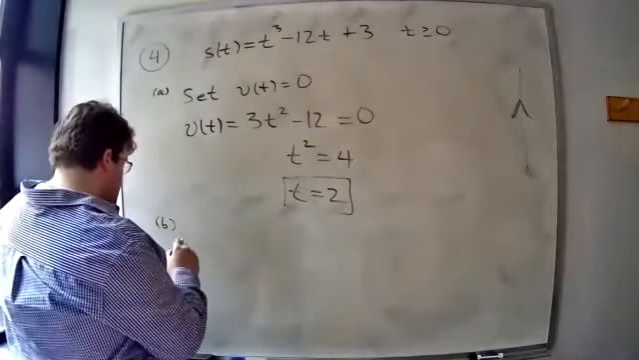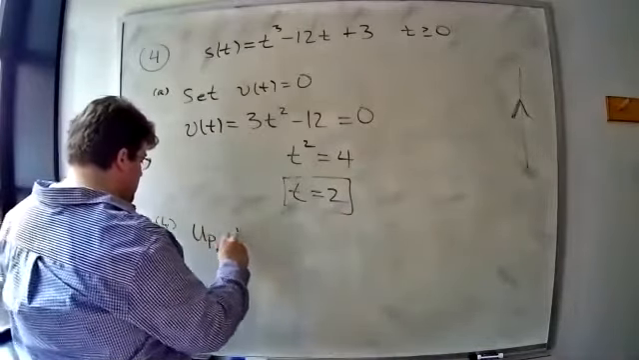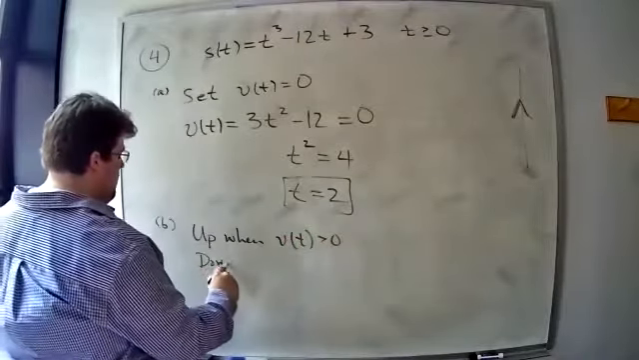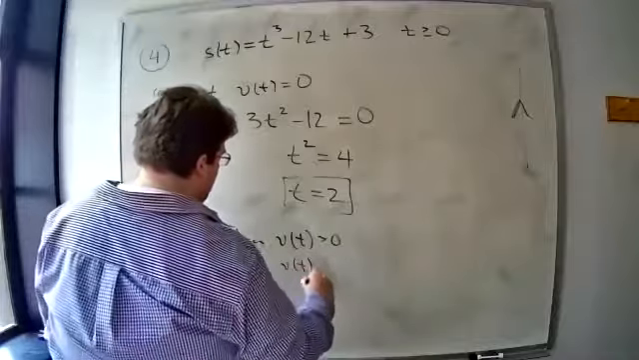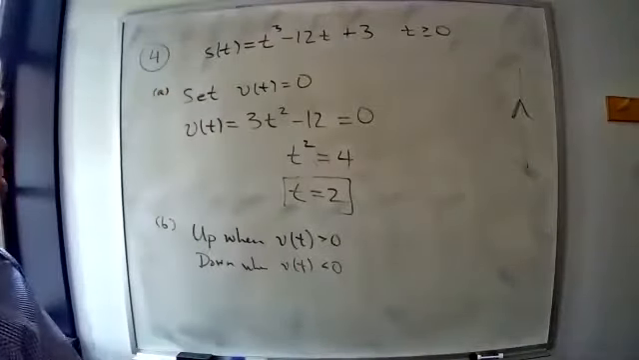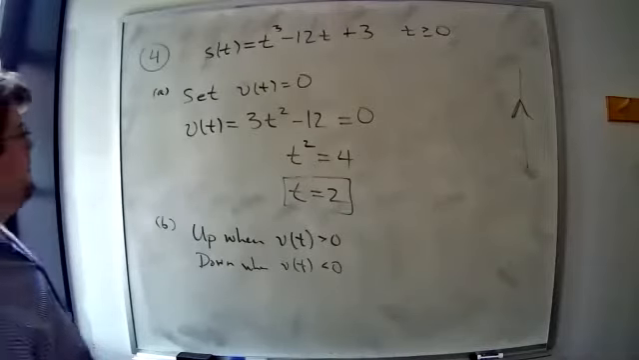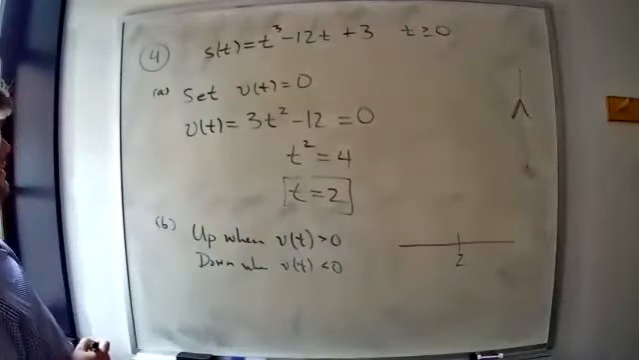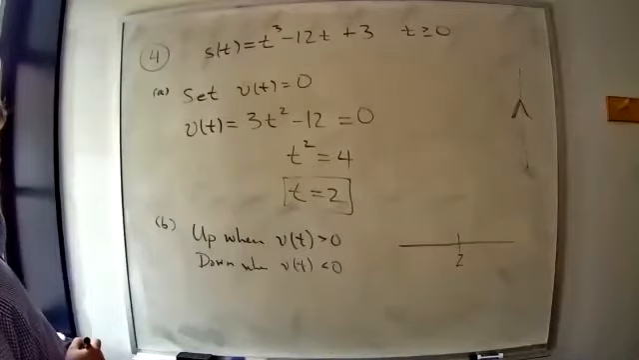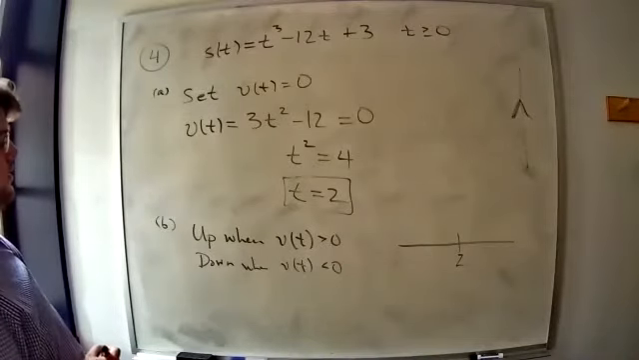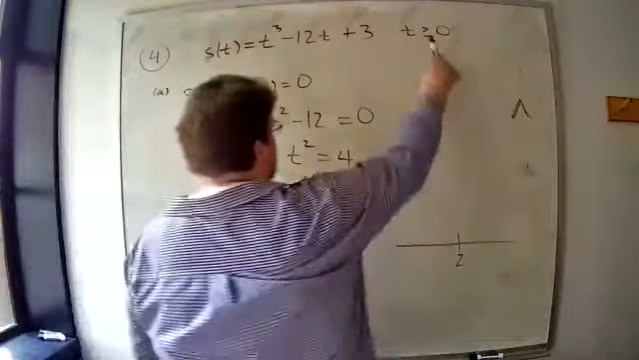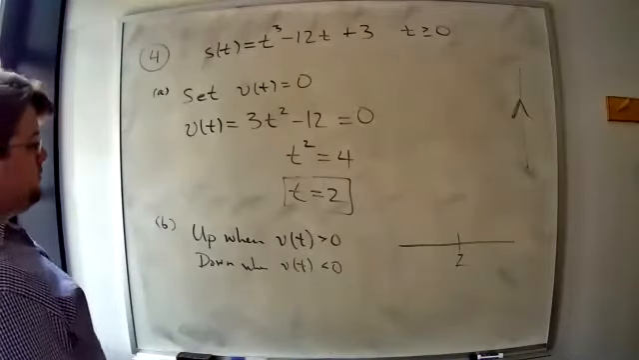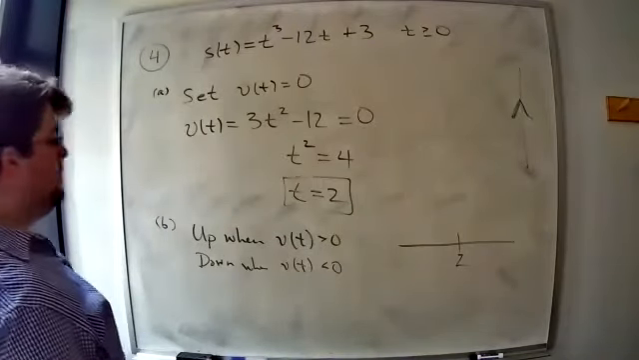So what should I say? I'll say up when velocity is positive. I'll say down when velocity is negative. And now we have to find these time intervals. Fortunately, we already have where velocity is 0. Velocity is 0 at time 2. So if we want to find the intervals, well, we know our t is greater than 0 axis is going to be broken at 2. So we have to check what happens on both sides of 2.